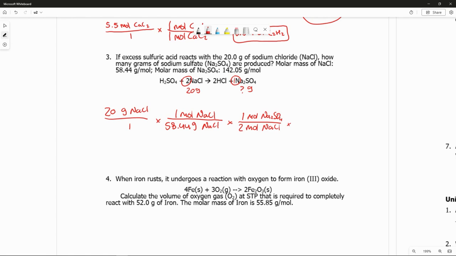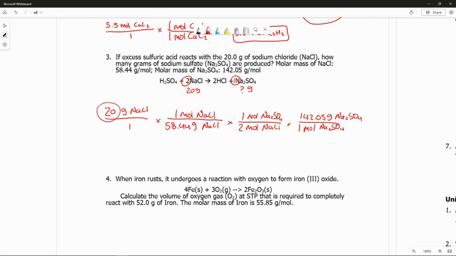All right, and now we have to convert our moles of Na2SO4 into grams because the question asks for grams of Na2SO4. So for every 1 mole of Na2SO4, if we see here, we have 142.05 grams of Na2SO4. Since our units grams of NaCl cancel here, moles of NaCl cancel here, and moles of Na2SO4 cancel here, we are left with grams of Na2SO4 in the end. So that confirms that we can go ahead and solve.